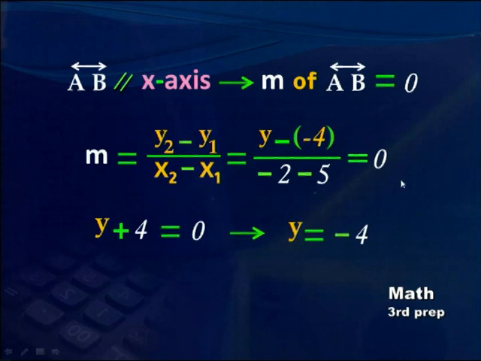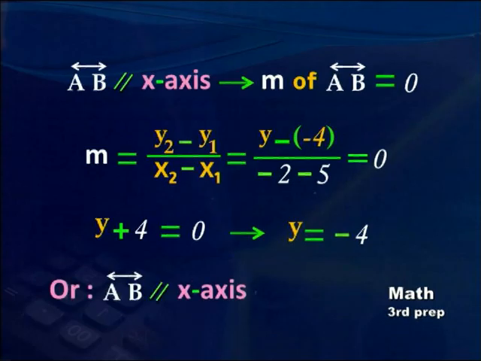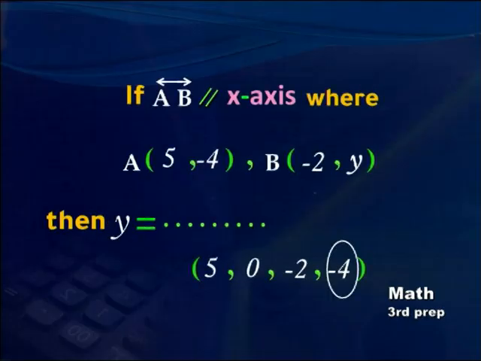In other words, we can say that if the straight line AB is parallel to the x-axis, then its slope is going to be 0, or y1 equals y2. So y1 equals y2 equals -4. And this is going to be the fourth choice.